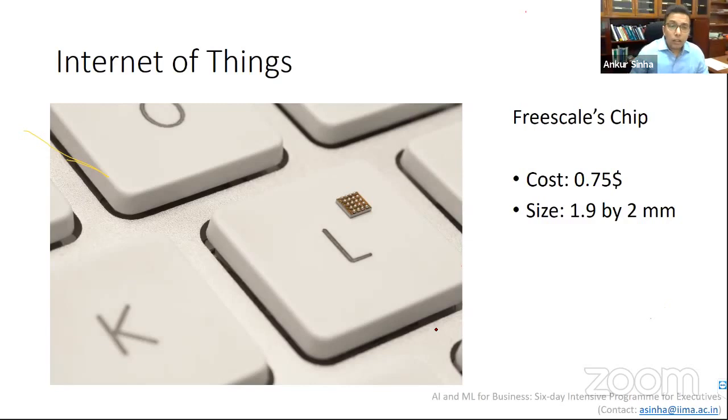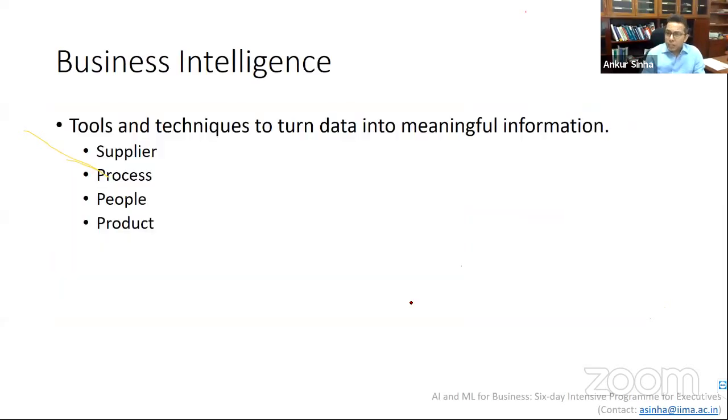Now, within your business unit, what tools and techniques can you use to turn data into meaningful information? Across your value chain, right from the supply side until the customer side, what units will be impacted? Everything will get impacted. The way you write your contracts will be impacted. The way you select suppliers will be impacted. The way you run the processes of your organization will be impacted.